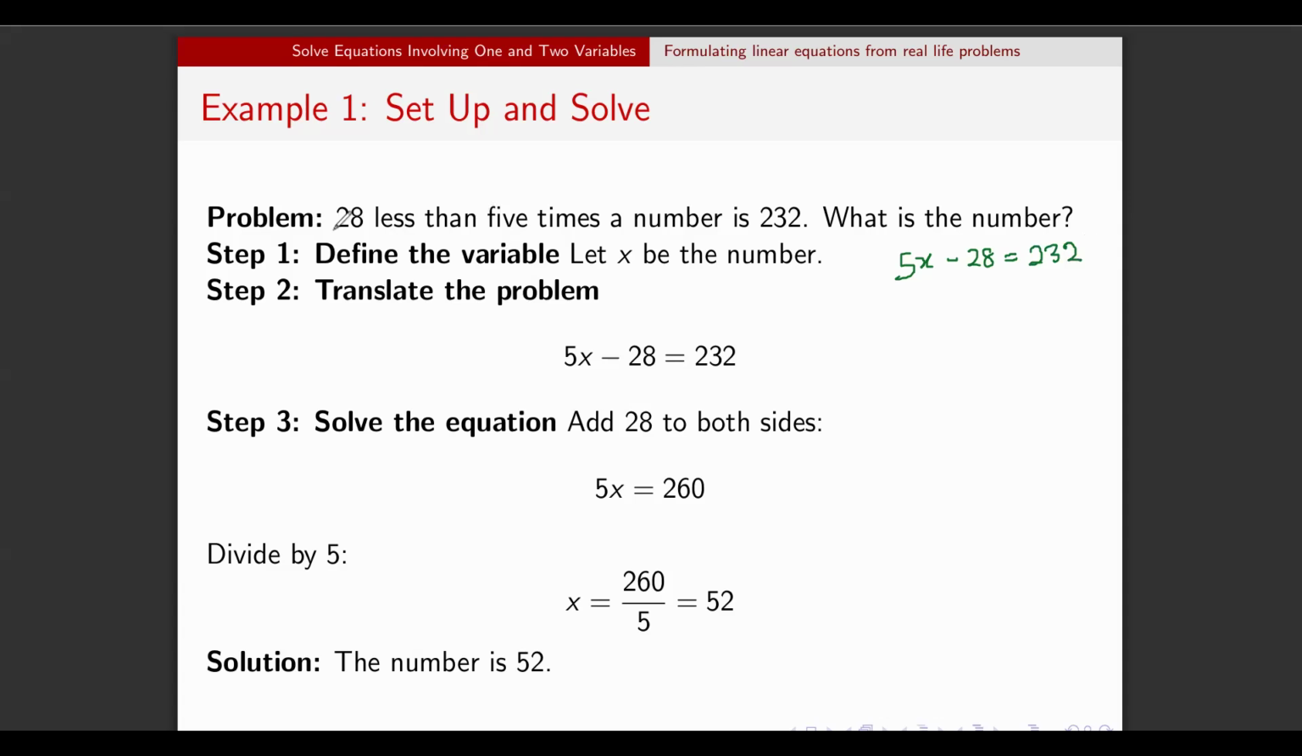Okay. 28 less than 5 times a number. As I said, you always write the unknown number first, the variable. 5 times the variable less 28 is equal to 232. And that's what we have here. And then you move on to solve for x like we did for the case of linear equations. After going through the solution, you should have x equal to 52.